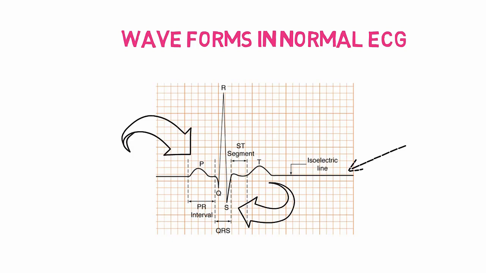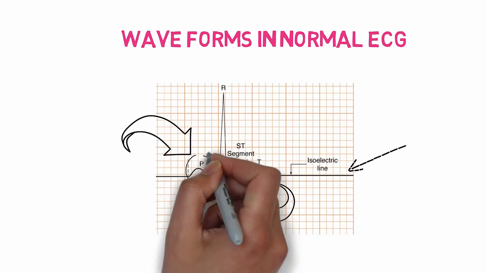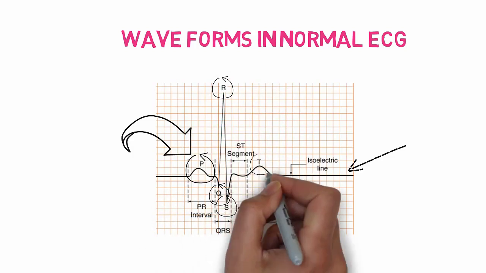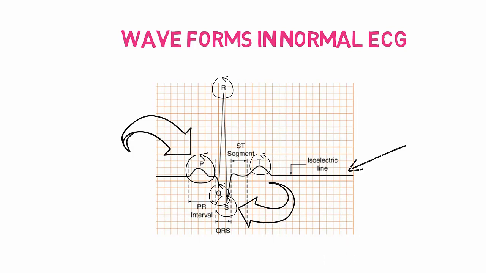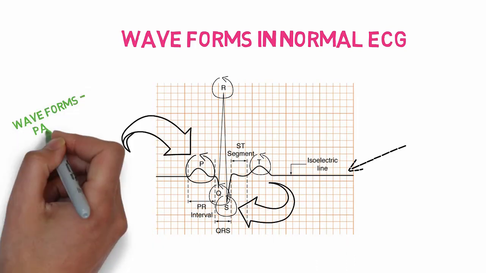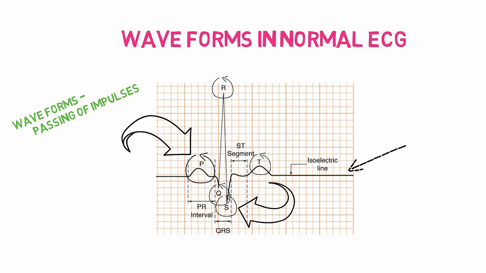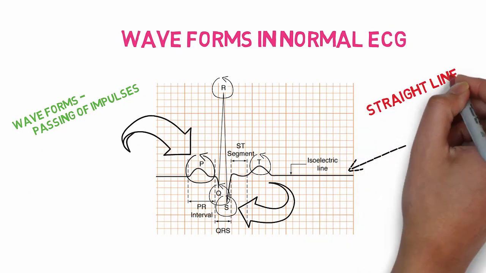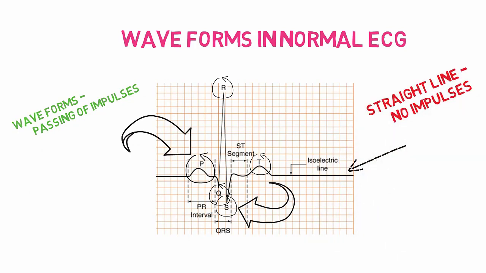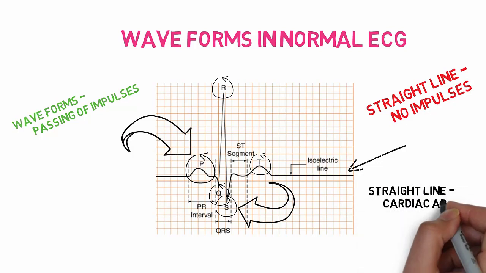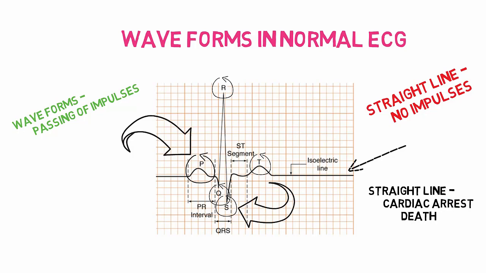Names given to these waveforms based on their origin are P, Q, R, S, and T. When electrical impulse travels from SA node, waveforms are produced. When there is no electrical activity in heart, for example, during cardiac arrest or death, the waveform we get is isoelectric line, also called flat line.